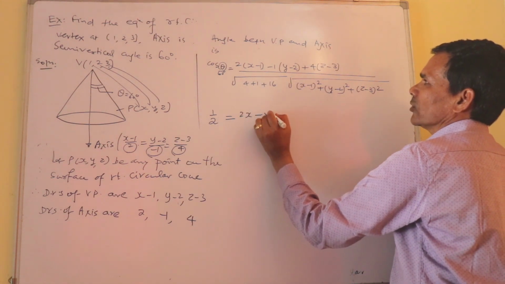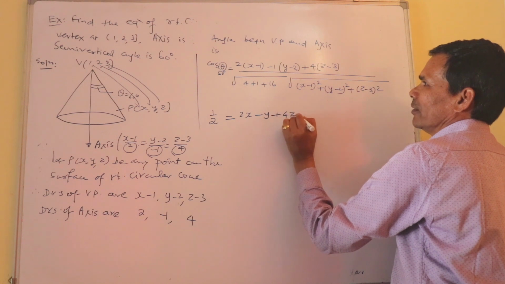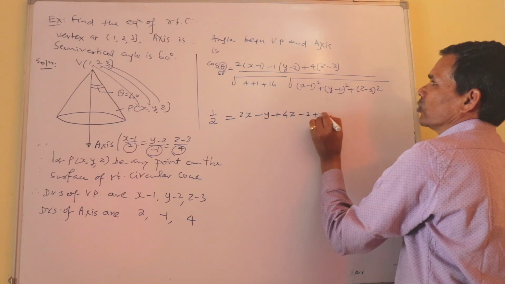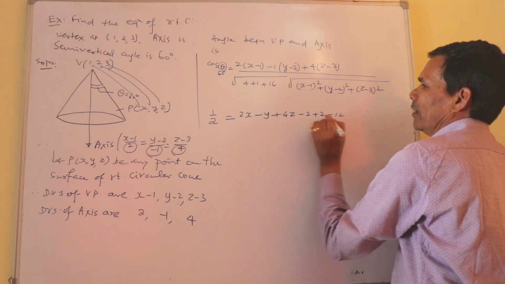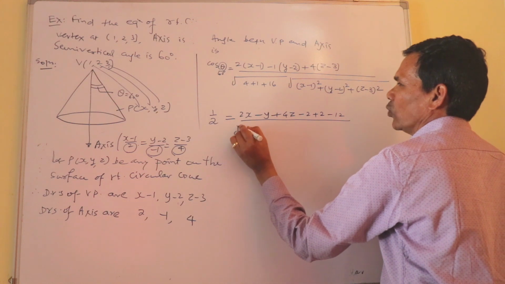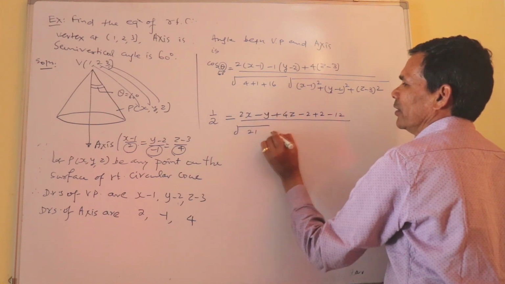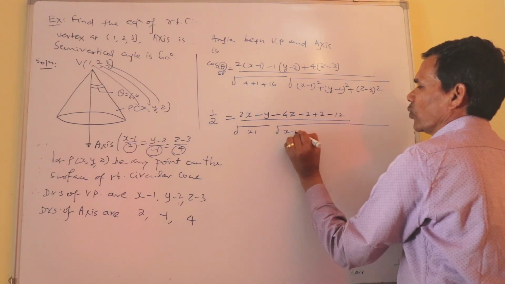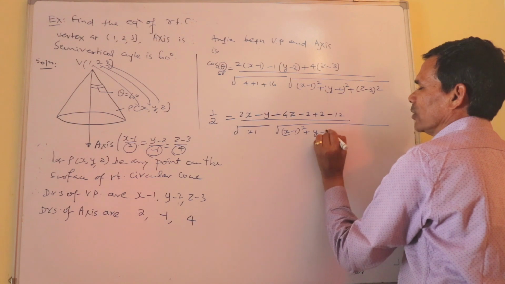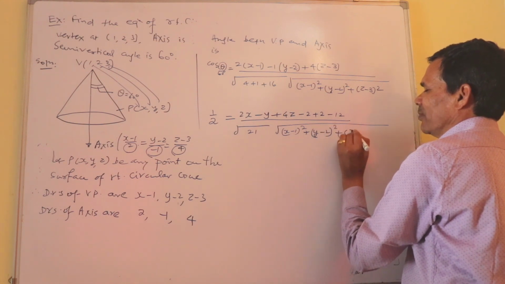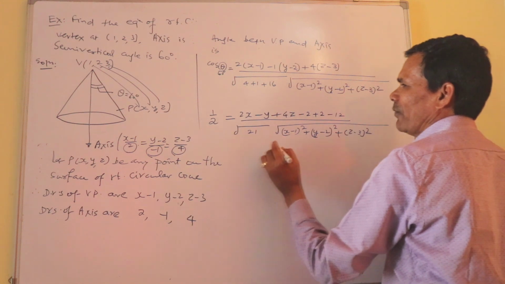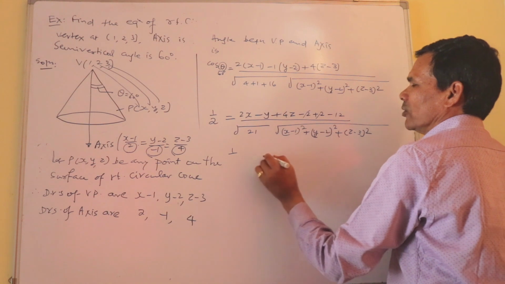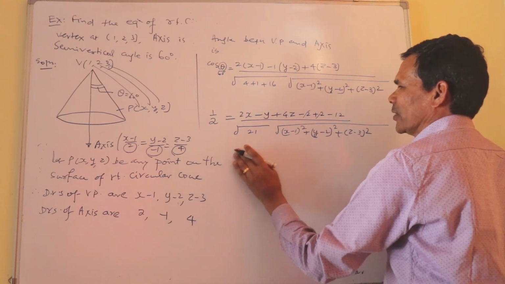2x minus y plus 4 times z minus 2 plus 2 and minus 12. It is something like this, and the root of this is 21, and it is root of (x minus 1) bracket square plus (y minus 2) bracket square plus (z minus 3) bracket square. So if you simplify this, this gets cancelled from here. So I just square it on both sides.